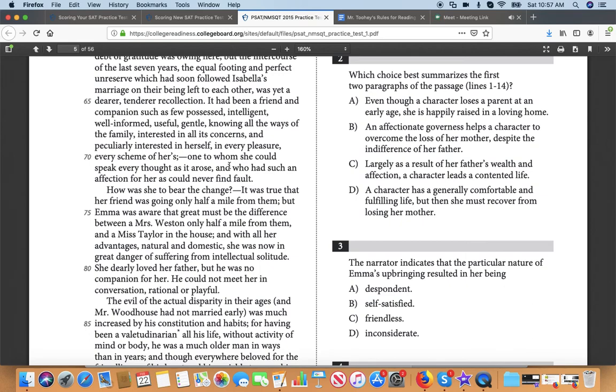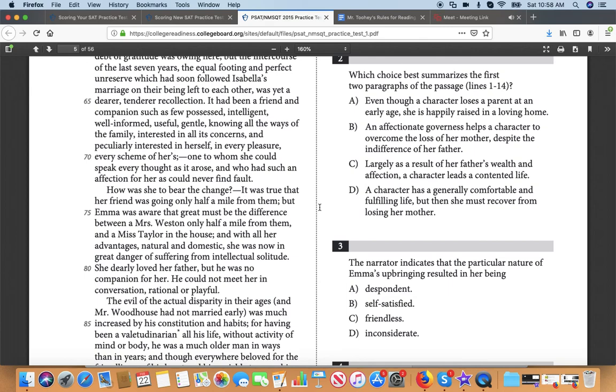Go to read answer choice C. Largely as a result of her father's wealth and affection, a character leads a contented life. Does that summarize the first 2 paragraphs of the passage? No. I agree, no. Why not? The father doesn't play a big enough role in it. I think it's more than that. Is her father wealthy and affectionate? Yeah. So what's wrong with C? That wasn't the main reason why she led a contented life.